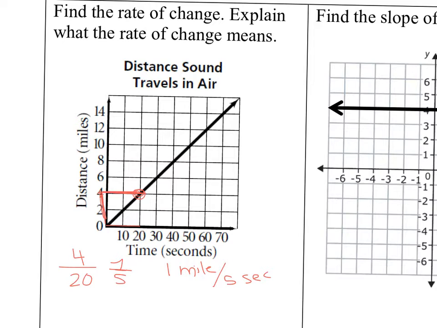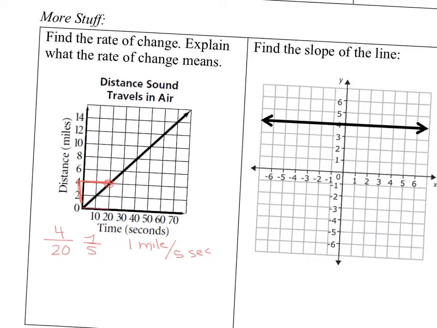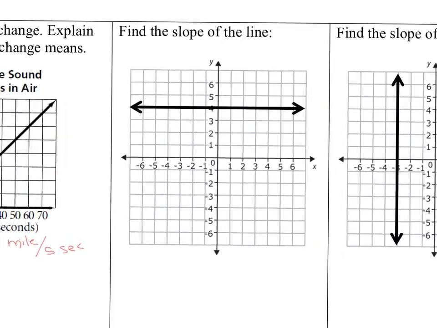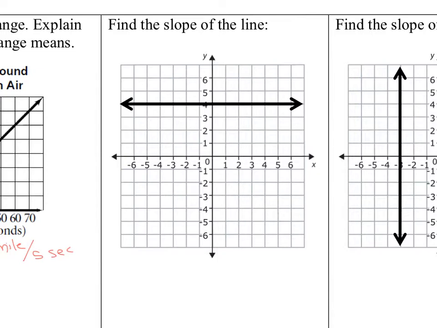So each of these has a unit, my miles and my seconds. And then find the slope of the line. I could pick 2 points that are on the grid marks. So I'm going up 0 over 3. So the slope is 0. Or you could have known that for a horizontal line, the slope is 0.